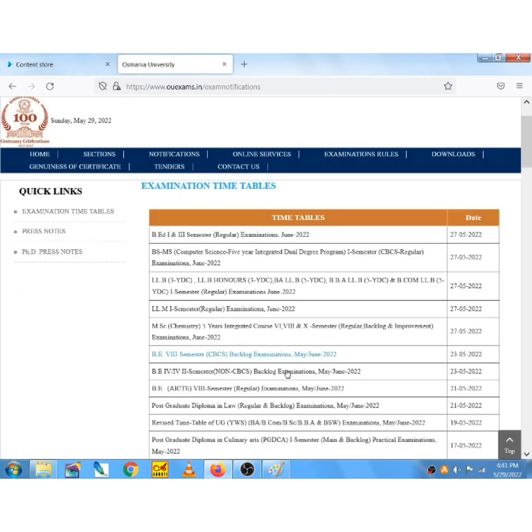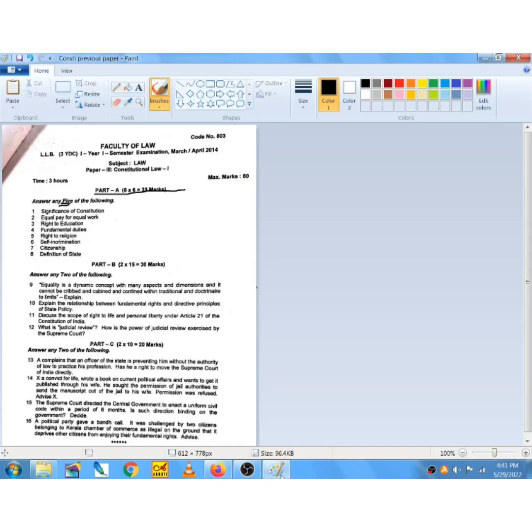So next, coming to the pattern of the paper. So this is the sample, this is the 2014 paper. So the pattern is the same today also. So first you have part A. Part A will consist of 8 questions, out of which you need to answer 5. So 5 questions need to be answered. So it will come for 30 marks. These are short answers.